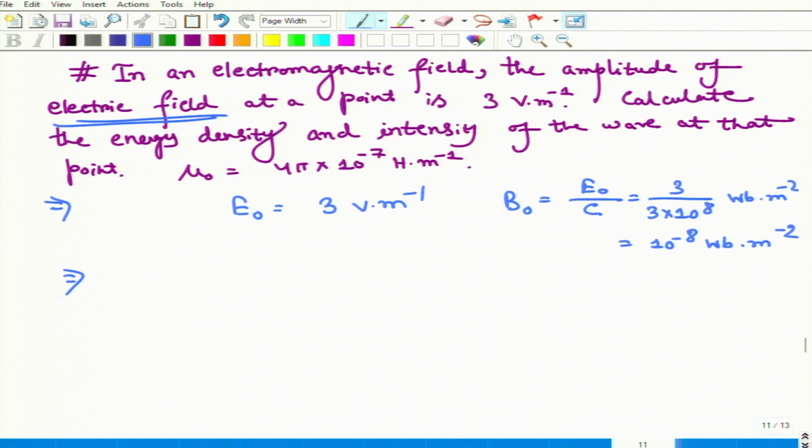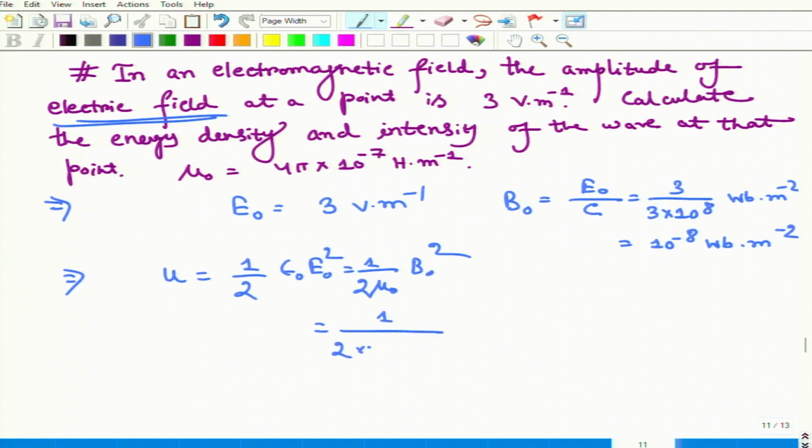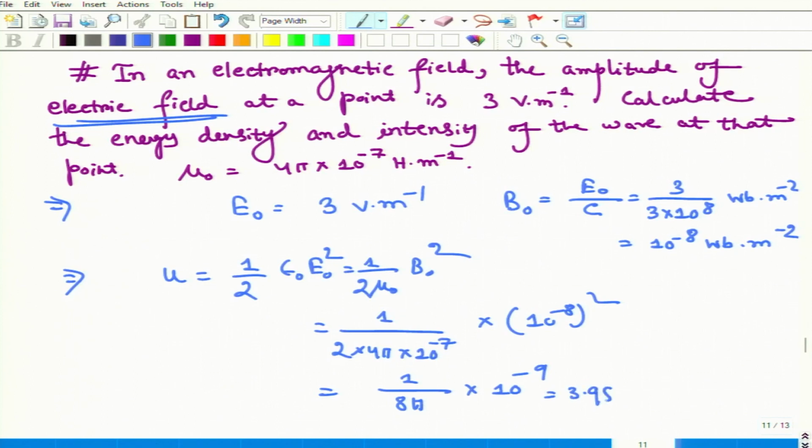Now we have to calculate the energy density. You know that U is 1 by 2 epsilon naught E naught square, but E naught is not given here, so we need to write it in terms of B naught square. It will be 1 by 2 mu, with mu is 4 pi times 10 to the power minus 7, and B naught square is 10 to the power minus 8 square. So essentially it will be 1 by 8 pi times 10 to the power minus 16 plus 7, which is minus 9. So it is actually 3.98 times 10 to the power minus 11 joule per meter cube. So this is U, the energy density, which is already evaluated, but we need the intensity, right?